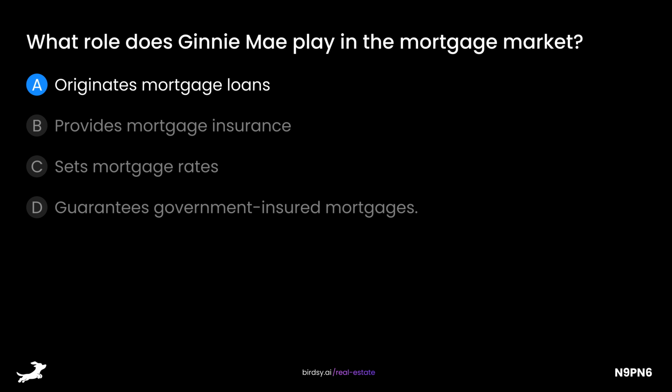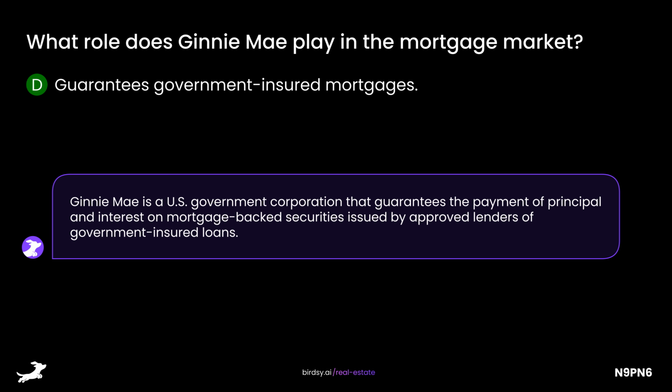Is it A. Originates mortgage loans, B. Provides mortgage insurance, C. Sets mortgage rates, or D. Guarantees government-insured mortgages? The answer is D. Guarantees government-insured mortgages. Ginnie Mae is a U.S. government corporation that guarantees the payment of principal and interest on mortgage-backed securities issued by approved lenders of government-insured loans.